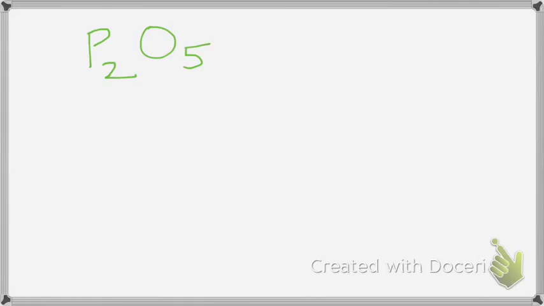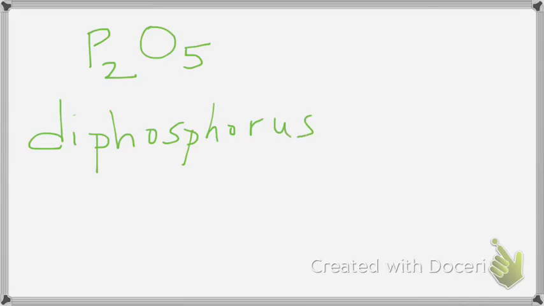This is P2O5. Now we have more than one of the first one, so we have to say di. This is diphosphorus. Phosphorus. And that would be penta, but since the next word starts with a vowel, we say pentoxide.